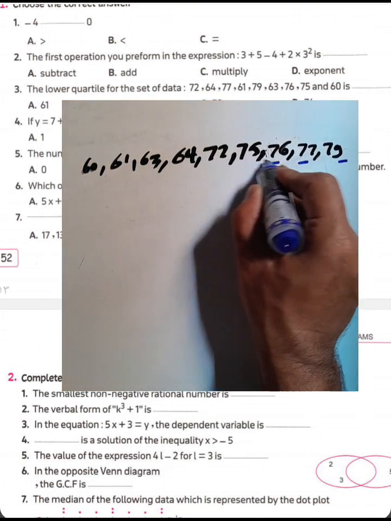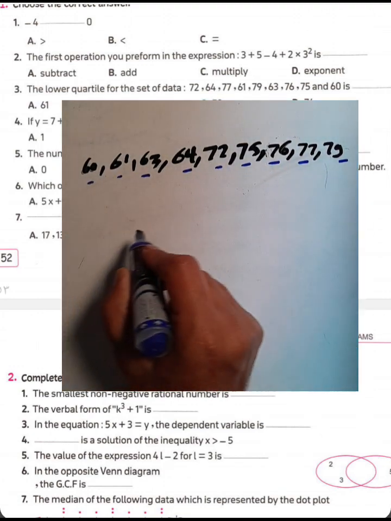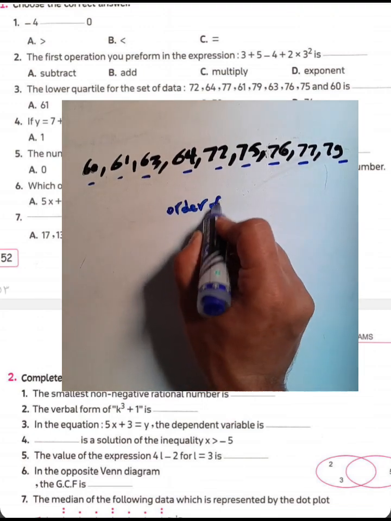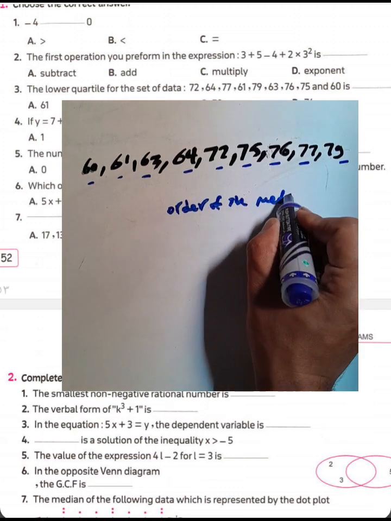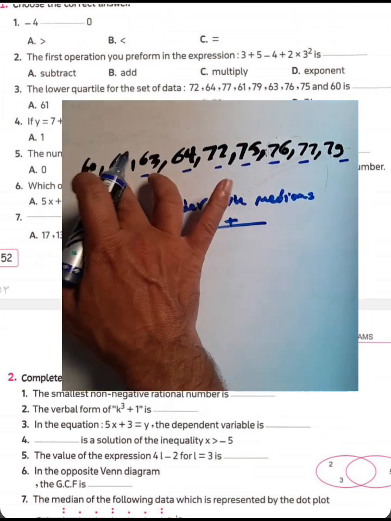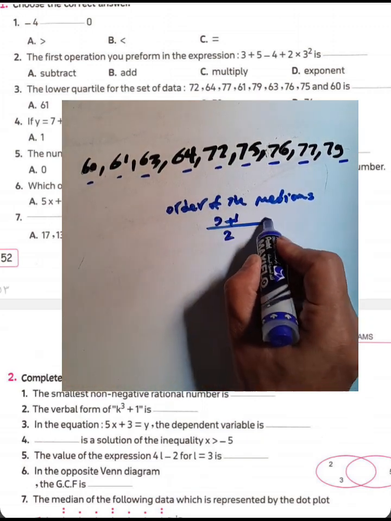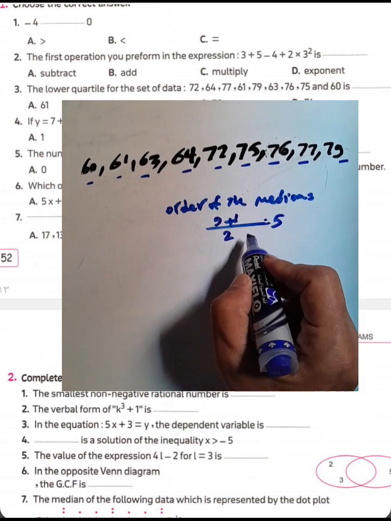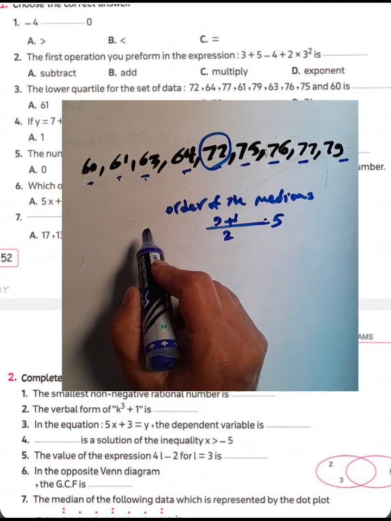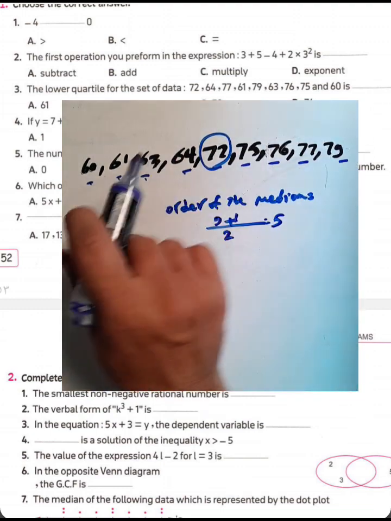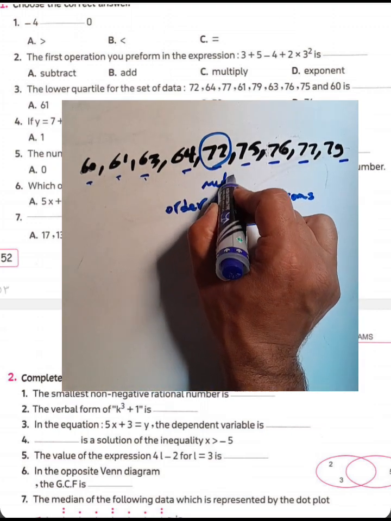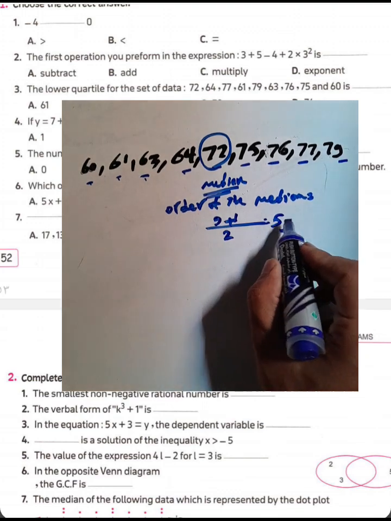1, 2, 3, 4, 5, 6, 7, 8, 9. We can find the median by finding the order of the median. It will be 9 plus 1 divided by 2, which is 10, and 10 divided by 2 equals 5. Count with me. 1, 2, 3, 4, 5. 72 is the median. To the right hand side, 4 numbers; from the left hand side, 4 numbers. Since 72 is in the middle, we call it the median. The order of the median is 5.